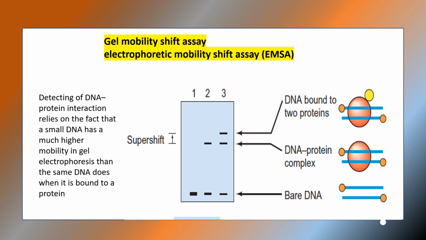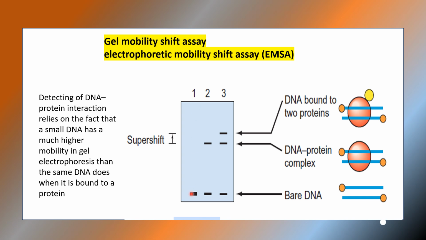So the detection of DNA-protein interaction relies on the fact that a smaller DNA is going to have a much higher mobility in gel electrophoresis than the same DNA when it is bound to a protein. It's a simple concept which is used in this technique. Now to make you understand, we'll take this gel here. In lane 1, you can see the representation of the bare DNA, which serves as a control.